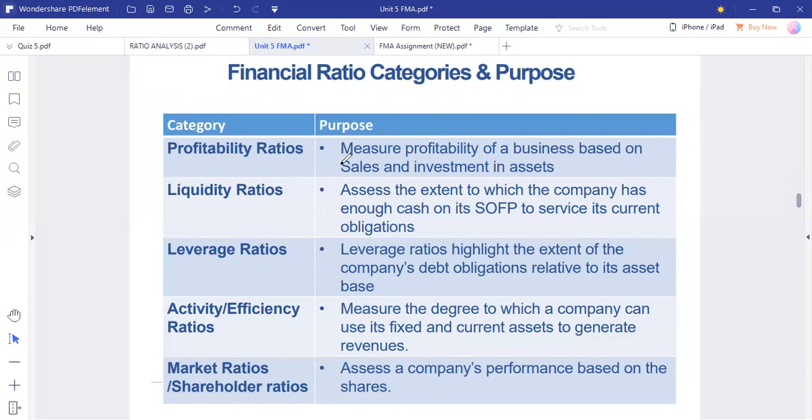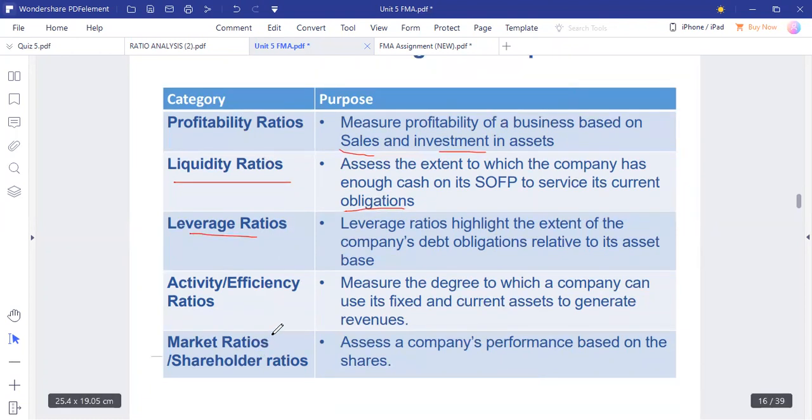We have what is called the profitability ratios, which are used to measure how the firm is performing in terms of profit based on the sales and the investment of assets. We also have the liquidity ratios, which are used to assess how the firm is able to meet its short-term debt obligations. The leverage ratios look at the extent to which a firm is financed by debt relative to its asset base. Efficiency ratios look at how the company is using its fixed assets and current assets to generate sales. And the market ratios or investor ratios are looking at the performance of the shares.